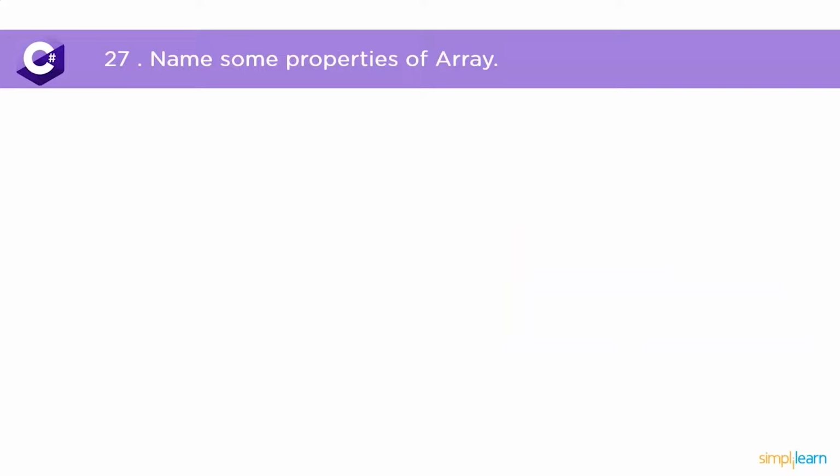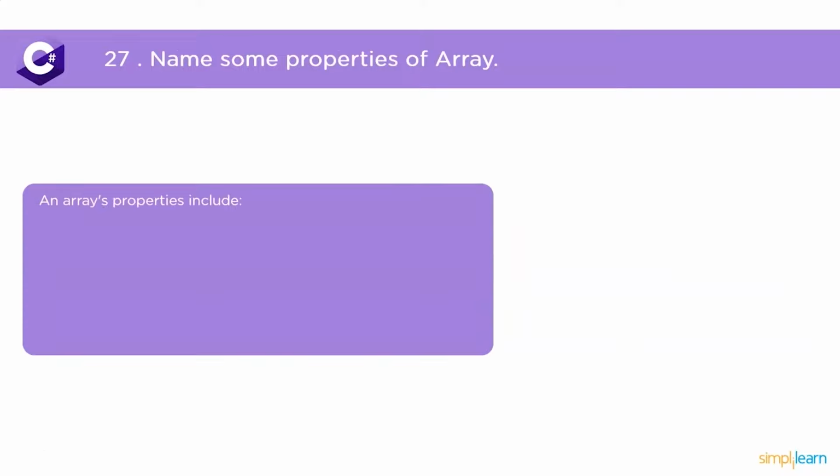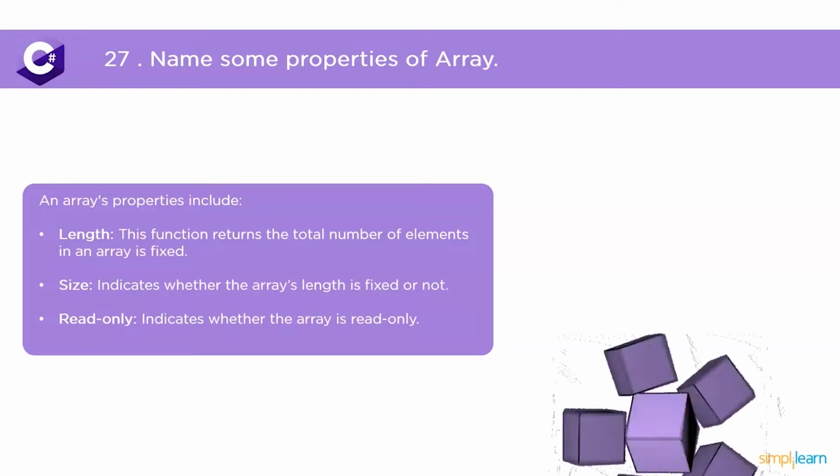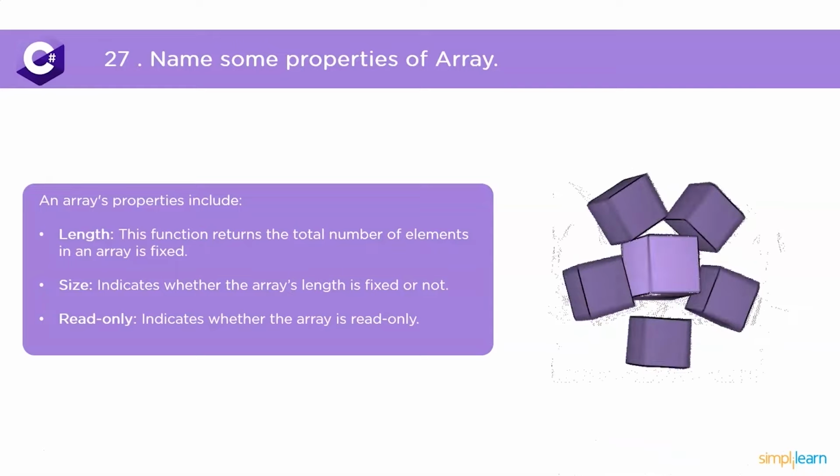Now the next question. Name some properties of arrays. An array has the following properties. Length: this returns the total number of elements in an array. Size: this indicates whether the array's length is fixed or not. Read-only: this indicates whether the array is read-only or not.